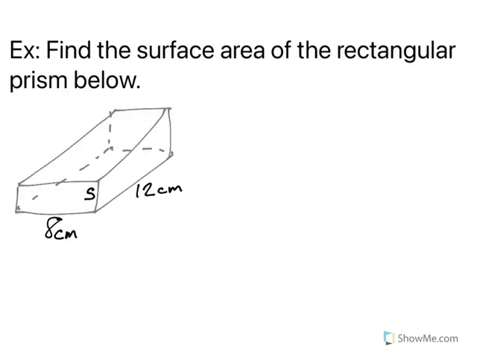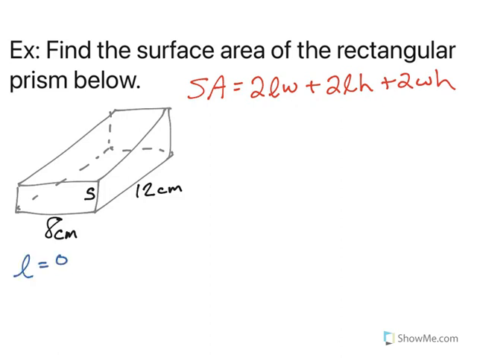So let's go ahead and do some examples, all right? Find the surface area of the rectangular prism below. Now, first thing I'm going to do is write my formula. Surface area is 2 length times width plus 2 length times height plus 2 width times height. And let's identify what we have. My length is 8, my width is 5, and my height is 12. Then it's a matter of substituting in what you know and going from there.